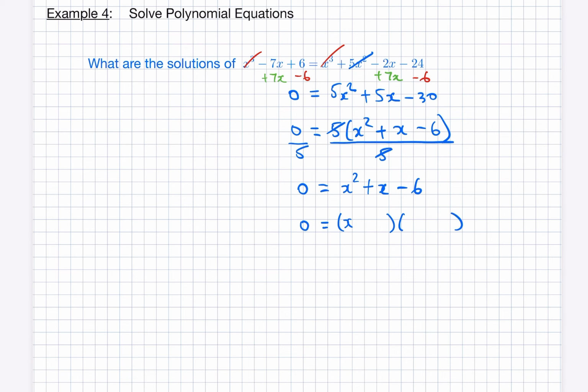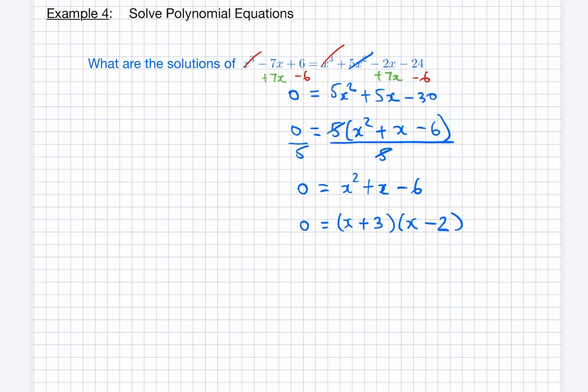Okay, we're going to put x's in here. So to factor this, we're going to find factors of negative 6 such that when we add them together, it comes out to a positive 1. Okay, and so we find that positive 3 times negative 2 gives me negative 6, and 3 plus negative 2 is a positive 1, and so my factors are going to be positive 3 and a negative 2.